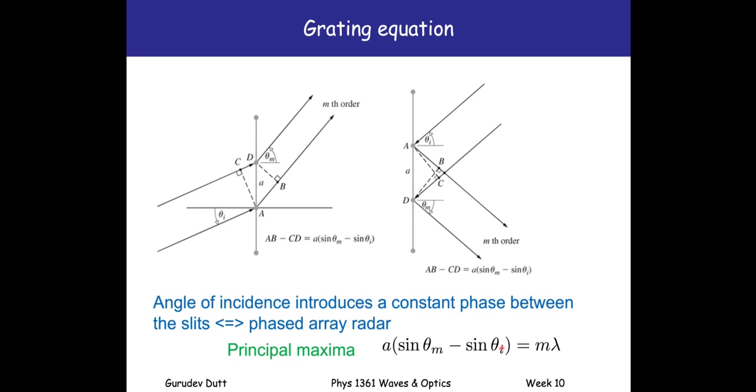Which gives us this formula over here. That is our location of the principal maxima. The mth order beam, or the mth order principal maxima, is given by this formula.